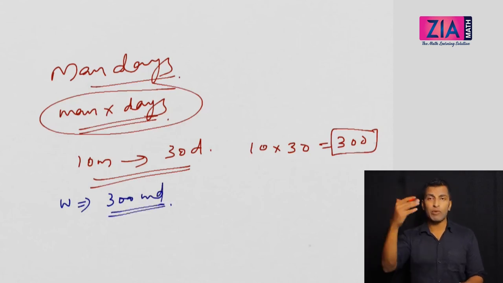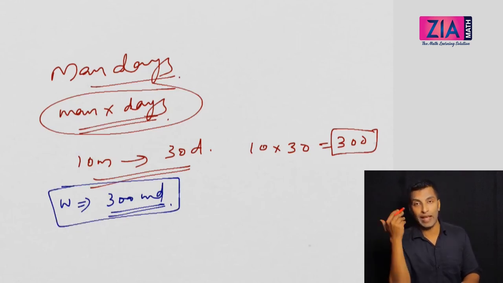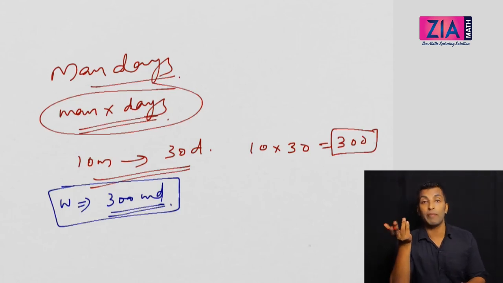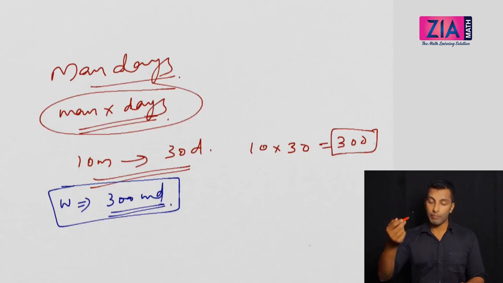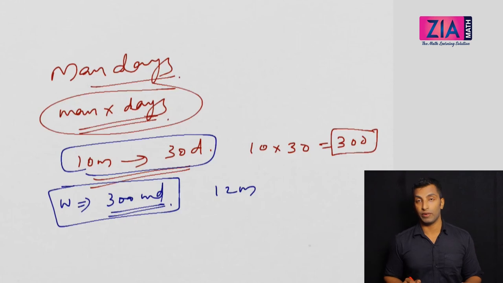Now let me take any questions I can solve with this understanding. You give me any question, either you can give me number of days and they will ask you how many men are required, or they will give you number of men and they will ask you how many days it will take. Let me take examples. See, first case, I give you number of men. So this is one idea which is given. Now I am changing the number of men. Let's suppose I have 12 men. How many days will it take to complete the work?